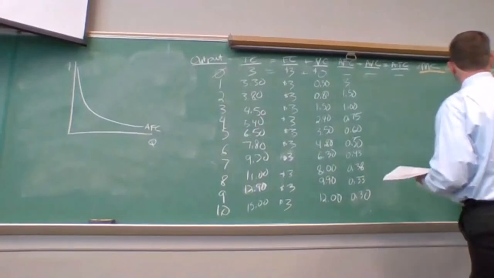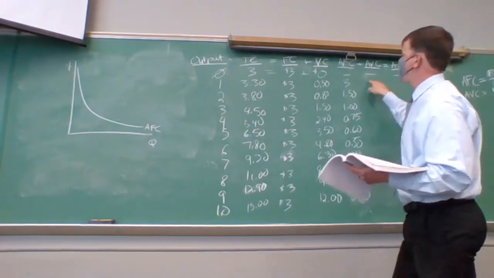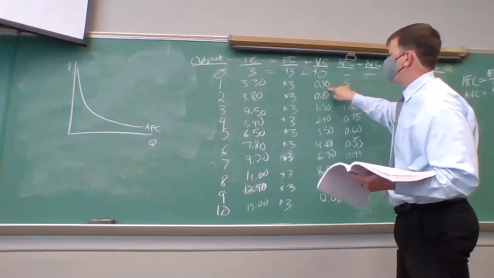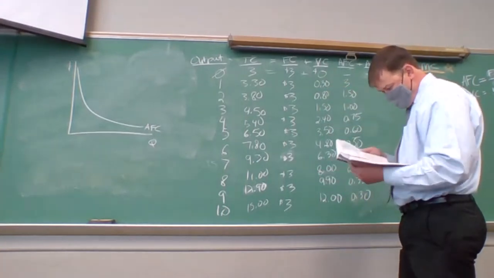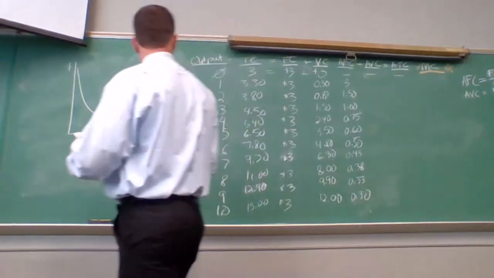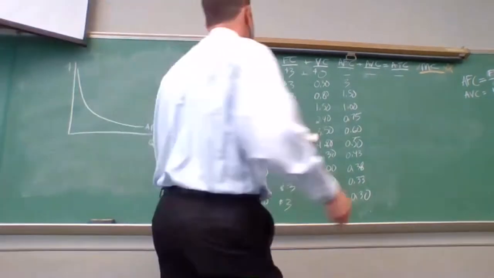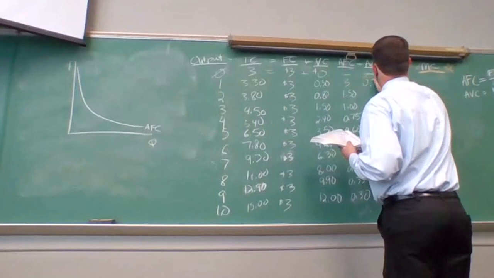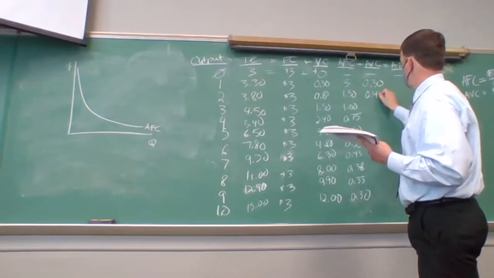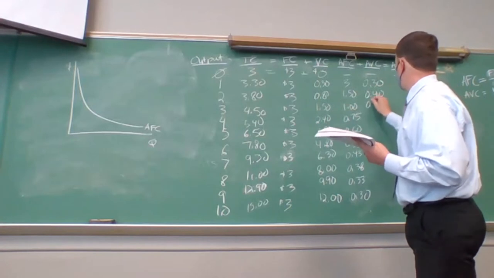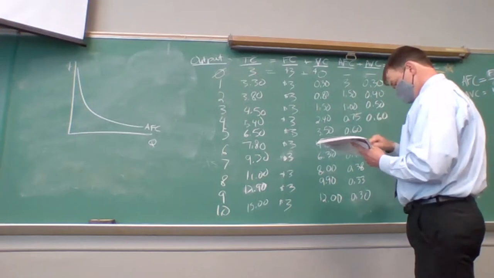Now, average variable cost equals my variable cost divided by quantity, doing the same doggone thing. Variable cost divided by quantity. What do I got there? Well, 0.3 divided by 1 is 0.3. You got me? All right, variable cost, 0.4, right? So on and so forth. It's actually going to go up like all the way down.